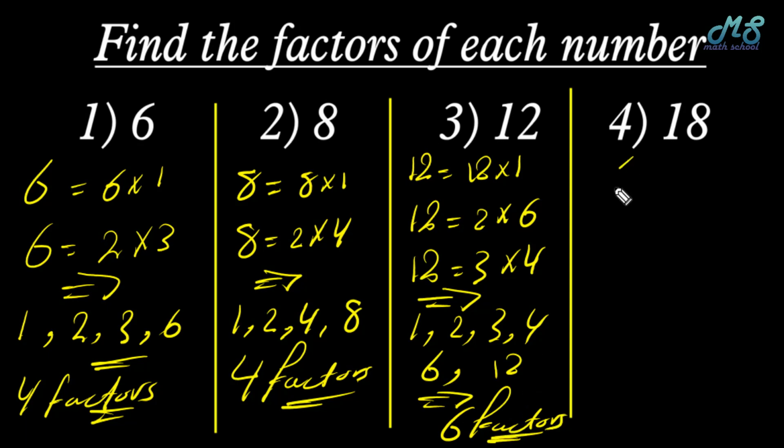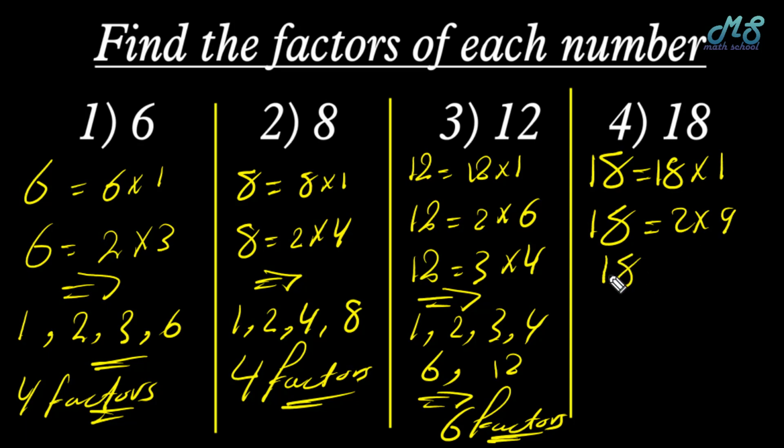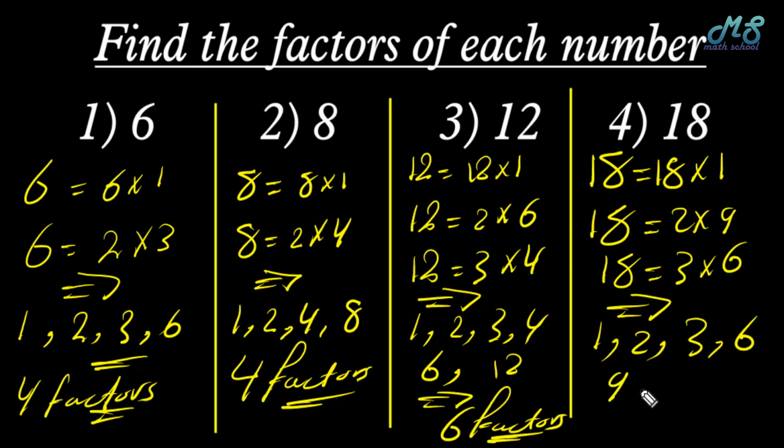The last one is 18. It's easy. 18 is 18 times 1. And 18 is equal to 2 times 9. Don't forget, guys, 18 is divisible by 3. Equals what? Equals 6. Now we can write factors of 18 as what? Yes, 1, 2, 3, 6, 9, and 18. Don't forget, guys, 18 has 6 factors, like 12.